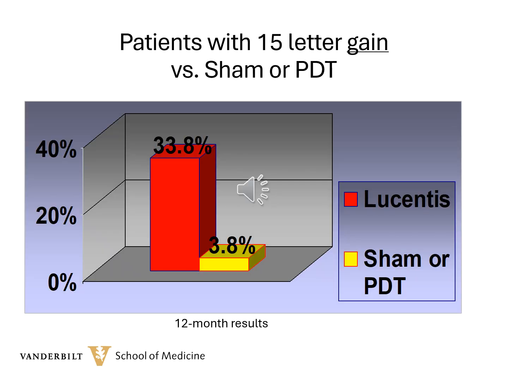Not only did the anti-VEGF injection protocol reduce vision loss, but it also showed that 34% of the patients could actually improve their vision. And here is a bar graph showing those results.